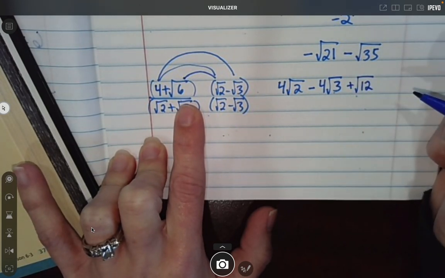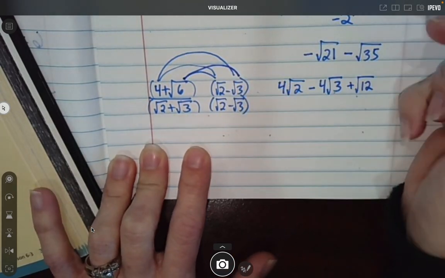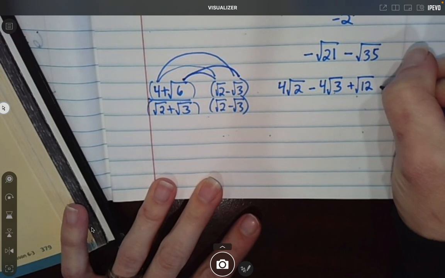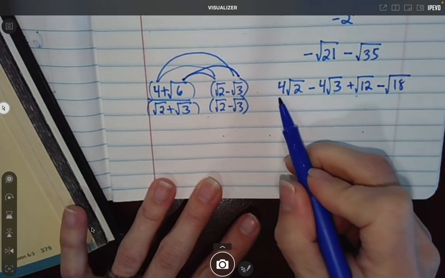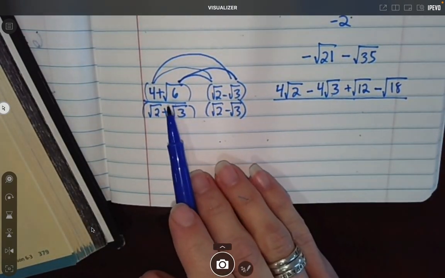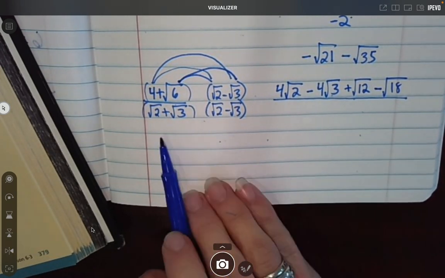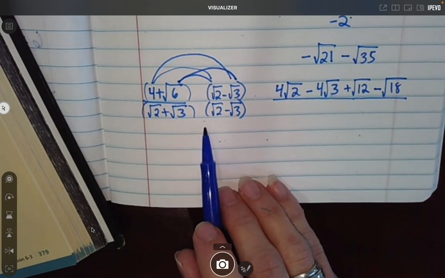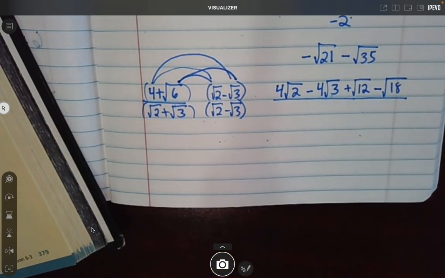Okay, and then what is the square root of 6 times negative square root of 3? Negative square root of 18. Okay, now we'll simplify this one. Let's just do the first and the last because these are conjugates. I'm skipping some steps. I know that the middle parts are going to cancel out. And this one is a lot harder.